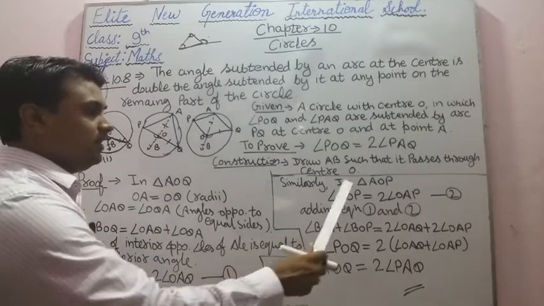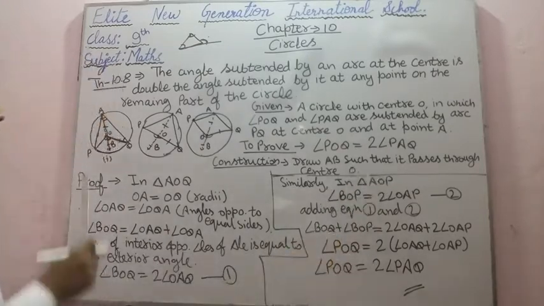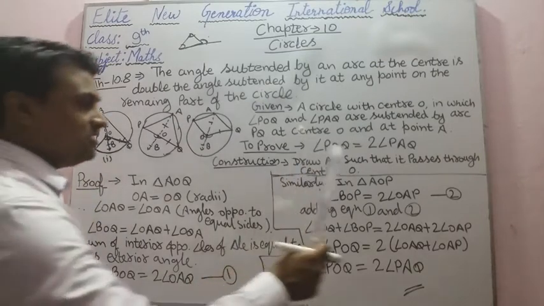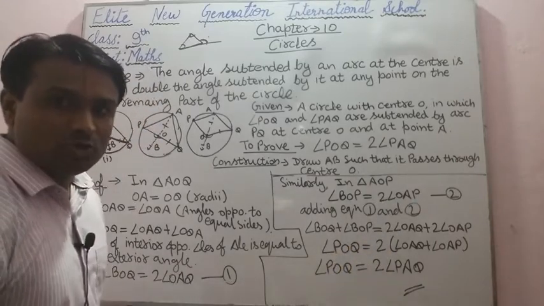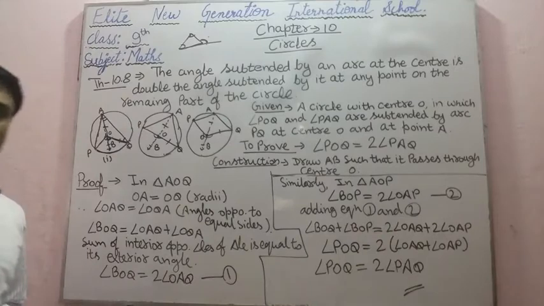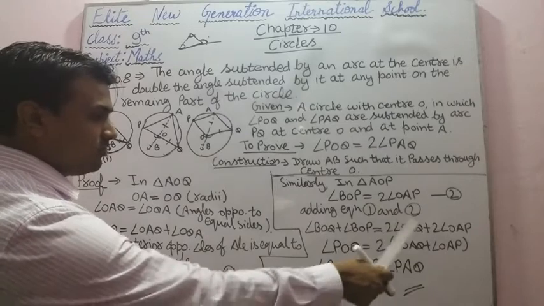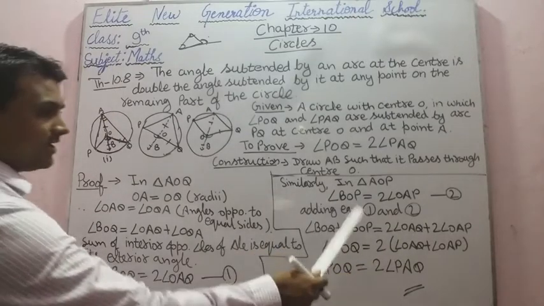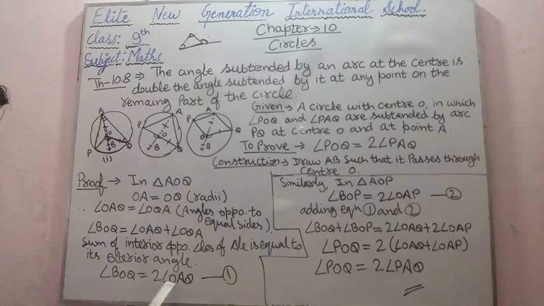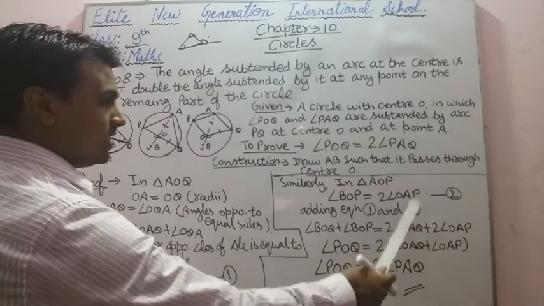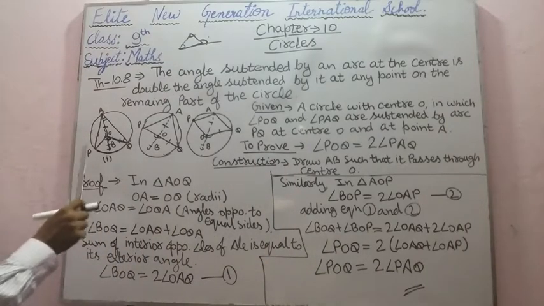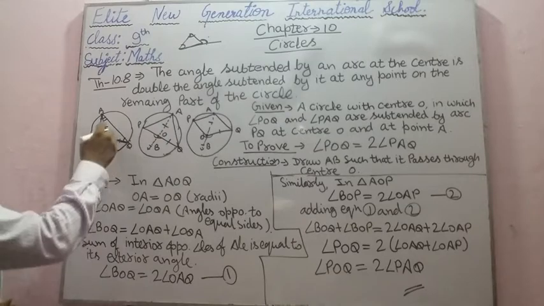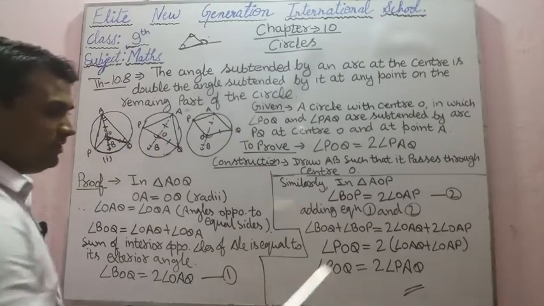Now similarly, in triangle AOP we can write angle BOP equal to twice angle OAP. We give this equation number 2. Now adding equations 1 and 2, angle BOQ plus angle BOP equals twice angle OAQ plus twice angle OAP. From the diagram, BOQ and BOP together become angle POQ.